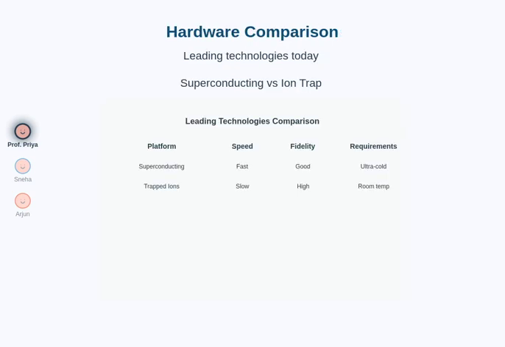Currently, superconducting and ion-trap qubits are the leading technologies, each with their own strengths. Superconducting qubits are fast but require extreme cooling, while trapped ions have high fidelity but operate more slowly.